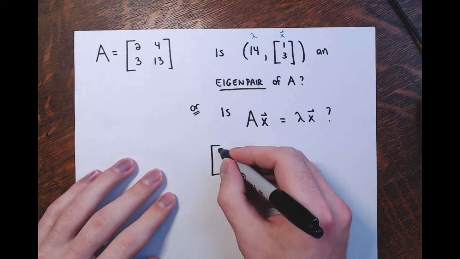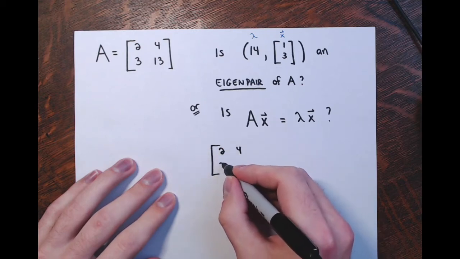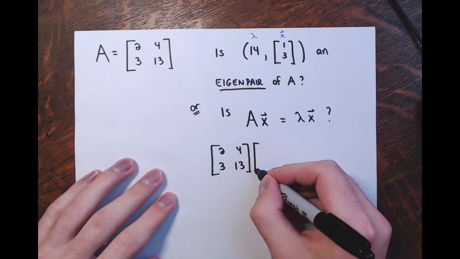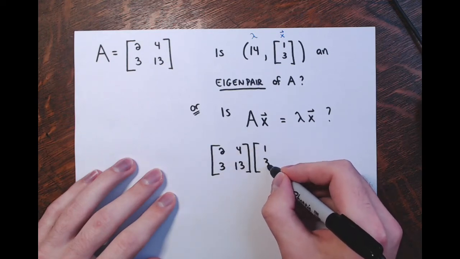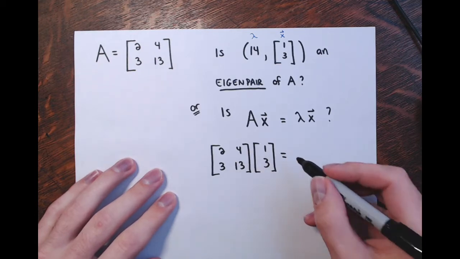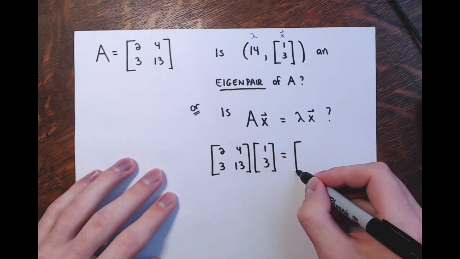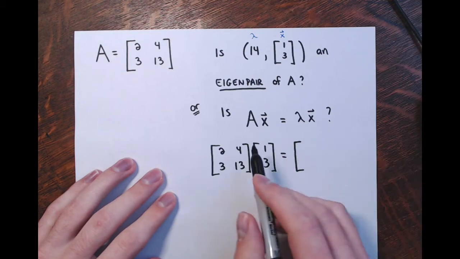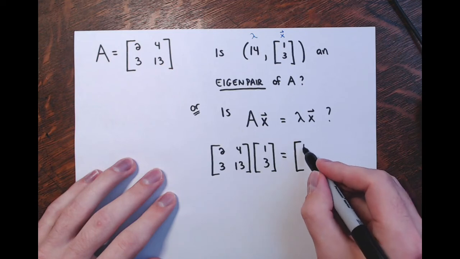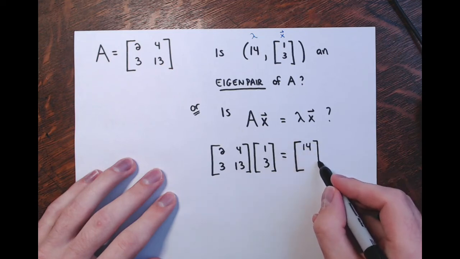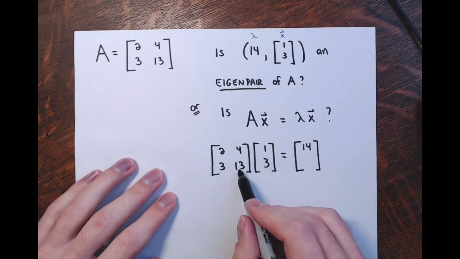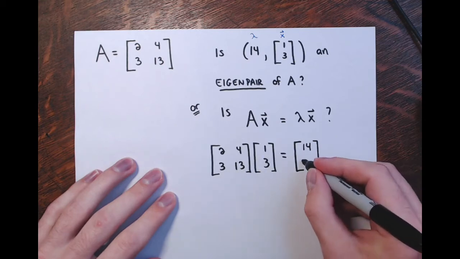Well, let's see. I take the matrix A, 2, 4, 3, 13, times the vector 1, 3, and see what we get. It's a 2 by 2 times a 2 by 1, so it should give me a 2 by 1 vector. And we got 2 plus 12 is 14, and then 3 plus 39 is 42.